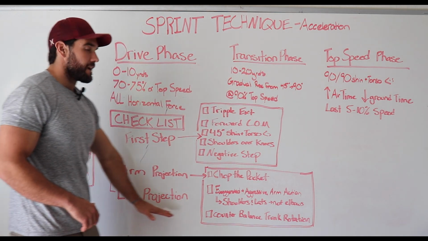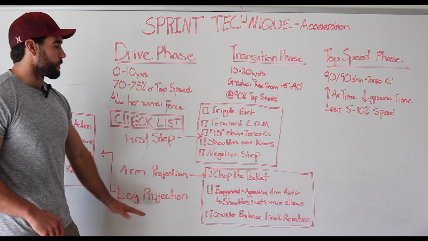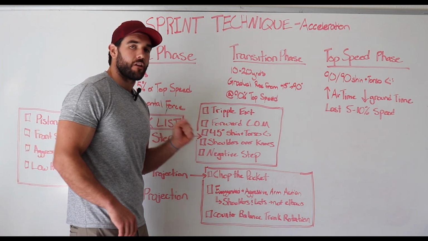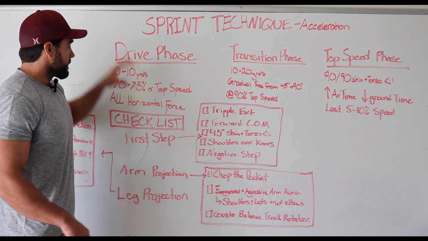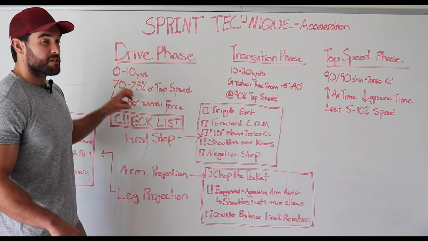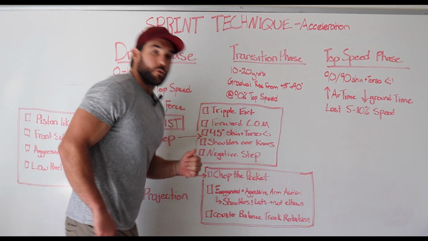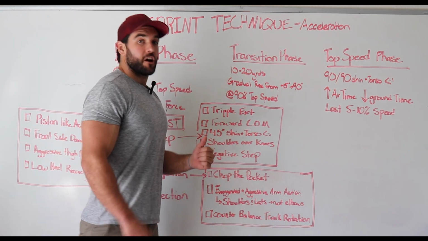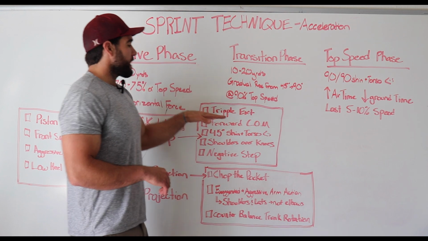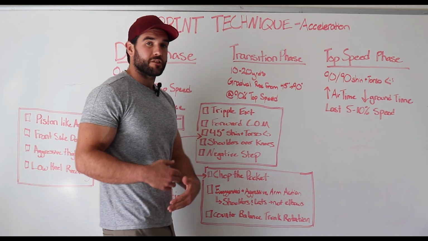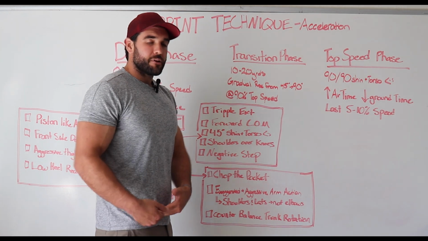And then we have our leg projection, which is super important. So let's dive into the checklist and what you need to have locked down in order to make a very fast, explosive drive phase happen. So for our first step, when you're pushing off that lead leg, we are trying to get to triple extension. Triple extension just means we're extended at the hip, knee, and ankle.